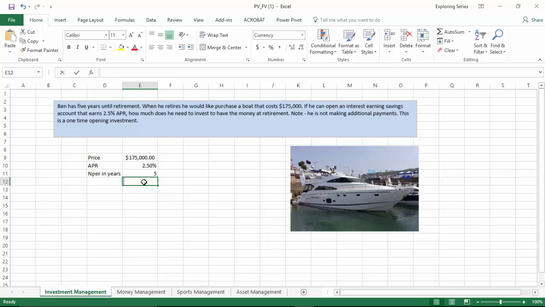We're going to use the present value function. So we're going to jump in. We're going to go PV, and we're going to take that 2.5%, and we're going to discount that and make that a monthly percentage rate. Now, this is tricky with the interest rate here.